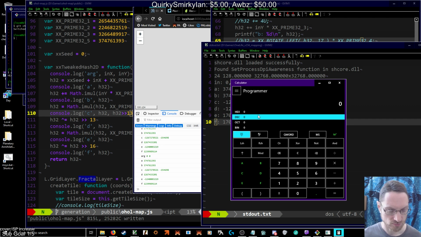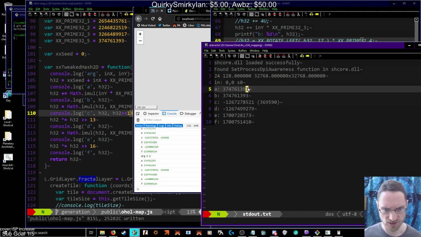All right, so actually I should be putting these out in hex, because ultimately that's what we care about. Now, that wouldn't work if we did end up with a floating point number. But so far we haven't.